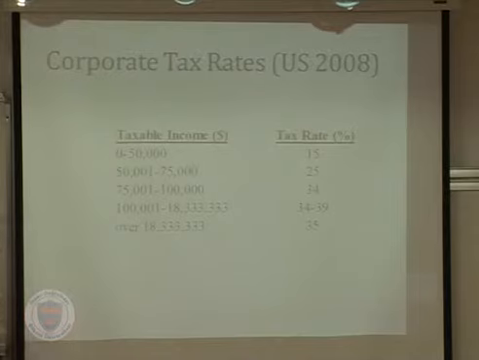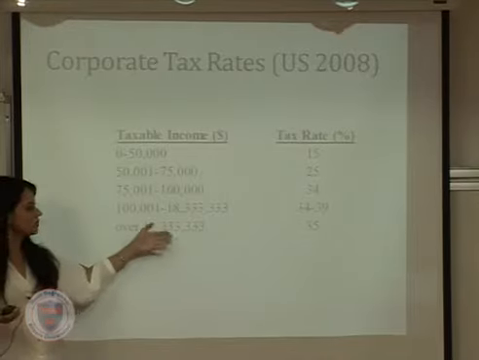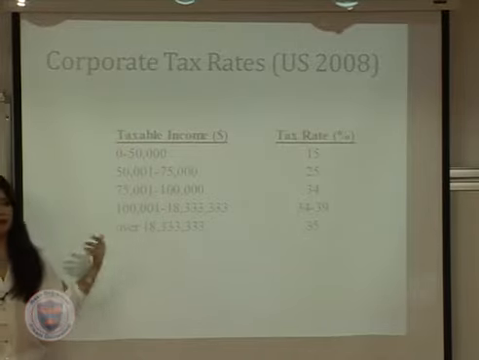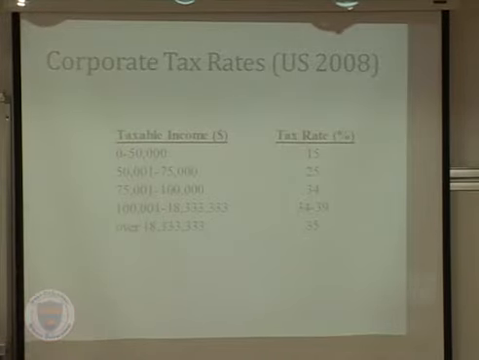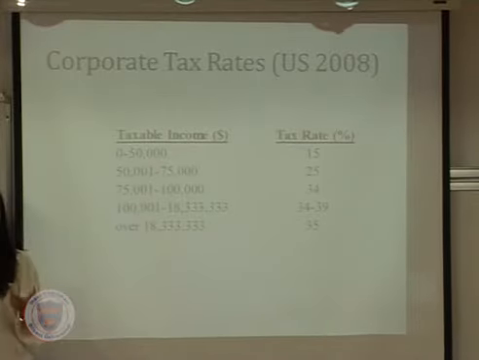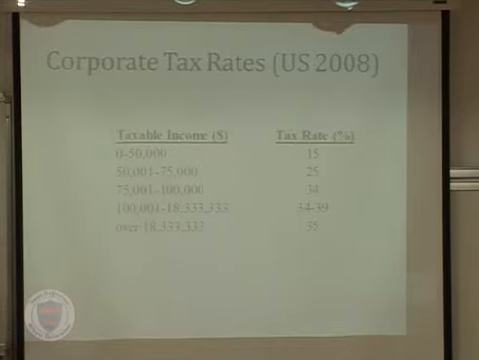Then the tax rates. There are tax rates for different taxable incomes. Not everyone pays the same tax rate. For instance, if you generate more than $18 million, the tax rate is fixed at 35%. And in most of the cases for the companies you look at, the marginal tax rate is generally 35%. If you generate less than $50,000, then you're going to pay 15% tax. So there are different brackets for taxes people pay.